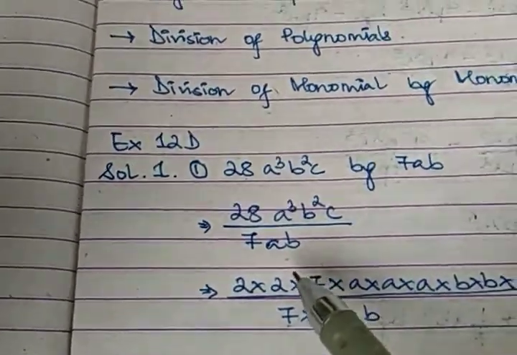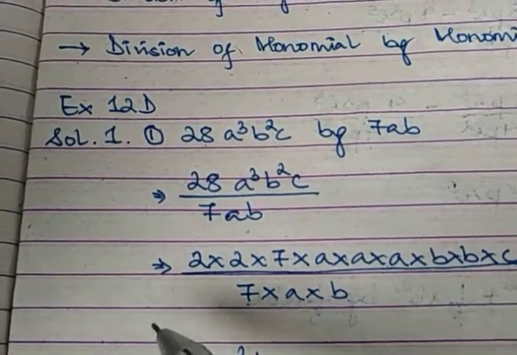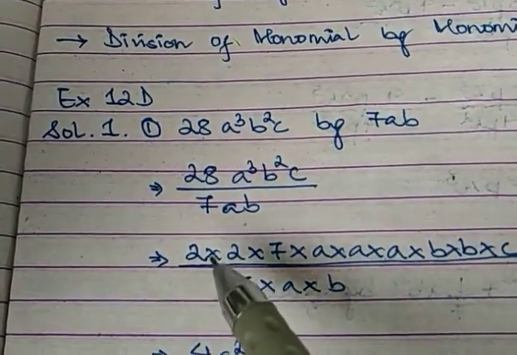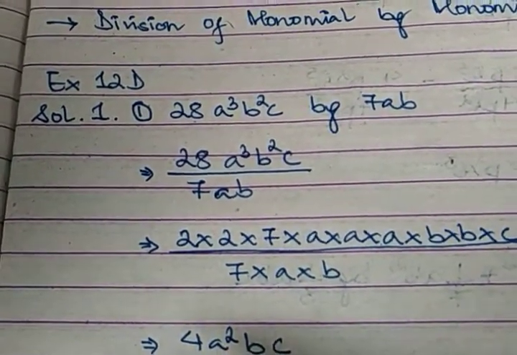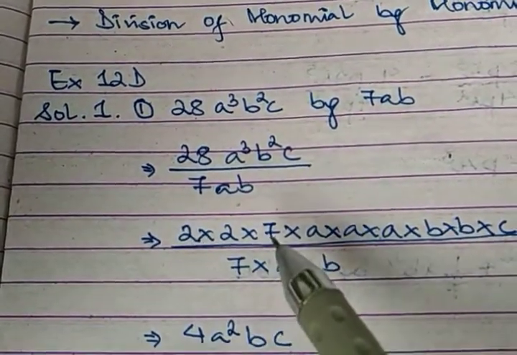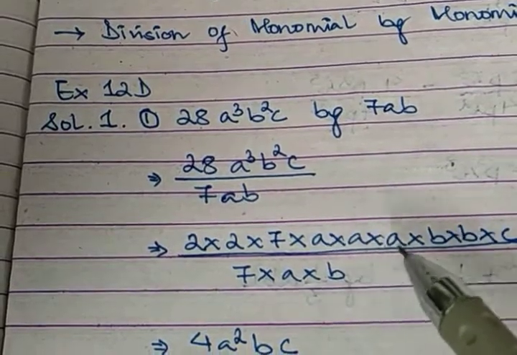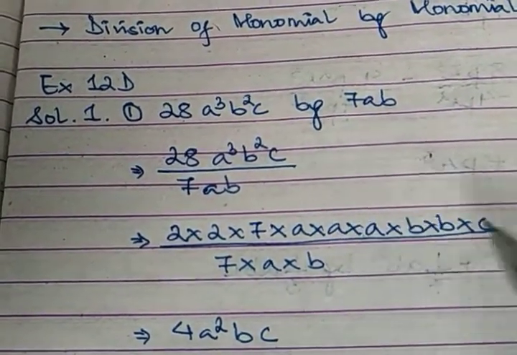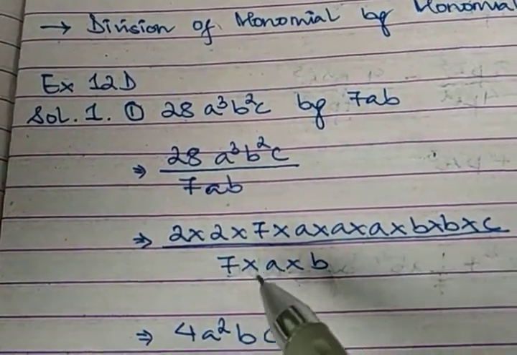Now, those who can cancel the constant terms directly can cancel them. Those who cannot can simply take out the prime factors of the constant terms. So for 28, I have taken the prime factors as 2 into 2 into 7. For a cubed, I can write a into a into a. Similarly, for b squared, I can write b into b, and c remains as it is. The denominator has 7ab, so 7 into a into b.